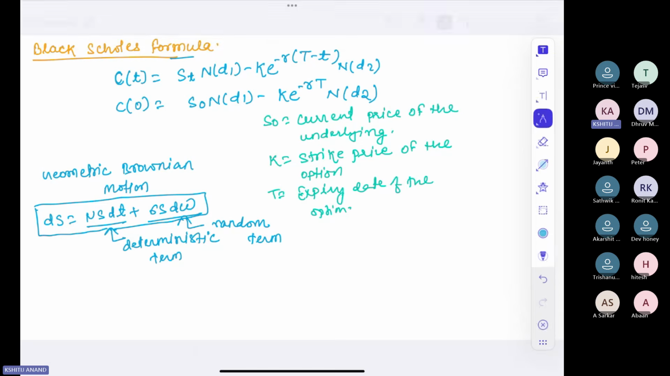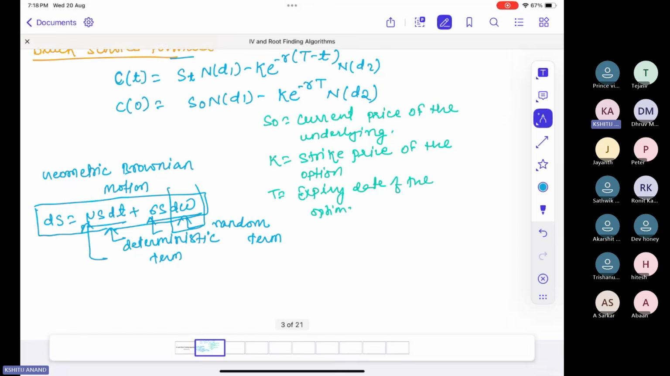Now, speaking quantitatively, this mu is nothing but the rate of return of this particular stock. S is obviously the current stock price. The sigma term over here is the volatility of that particular stock, and S is again the stock price. What is dW over here?